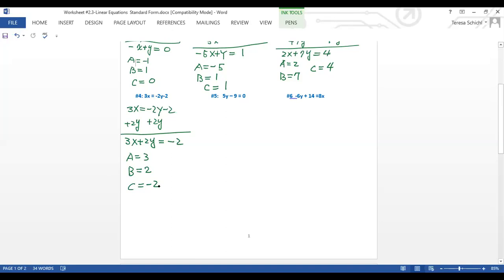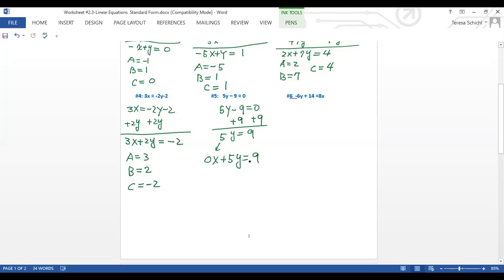Okay, now number 5, let's take a look. We said we want x and y on one side, the number on the other side. So this is 5y minus 9 equal to 0. So I add 9 to both sides. So I have 5y equal to 9, right? Oh, I don't have an x here. Well, I can change this to 0x, because 0 times x is 0, so it's 5y equal to 9.